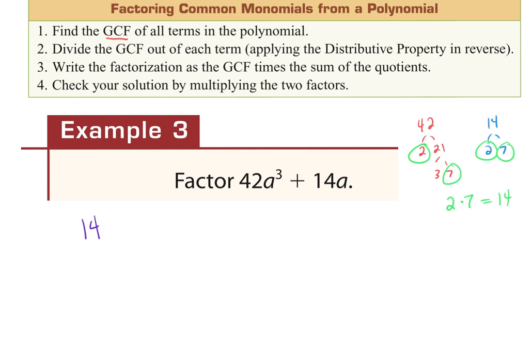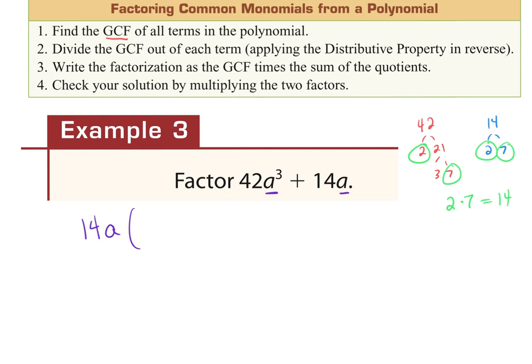I am also going to look at my variables. Between the variables, this one can give me 3 A's. This one can give me 1. So what's the most I can actually take out? 1. So 14A is my greatest common factor. And then I am going to divide.